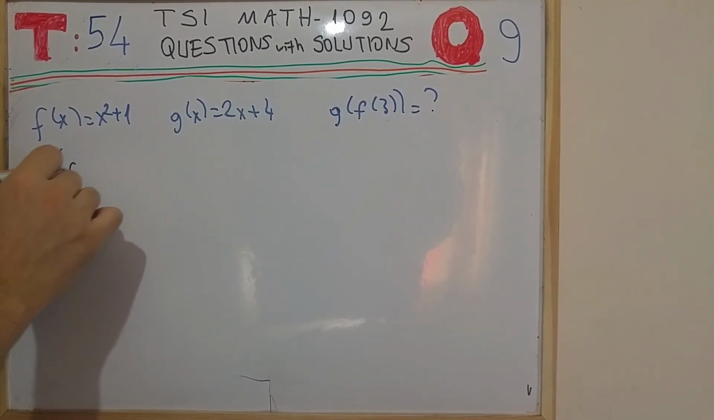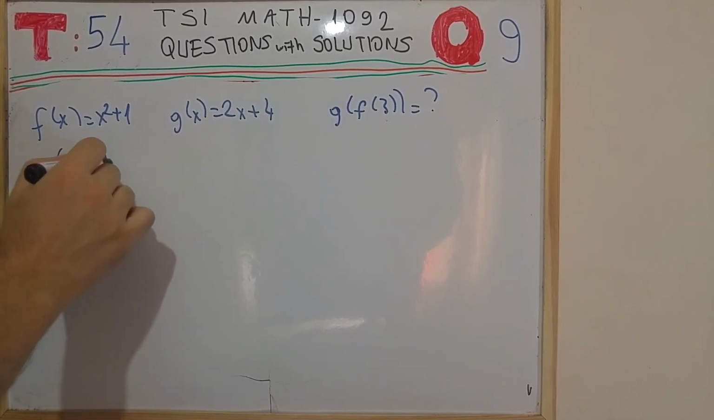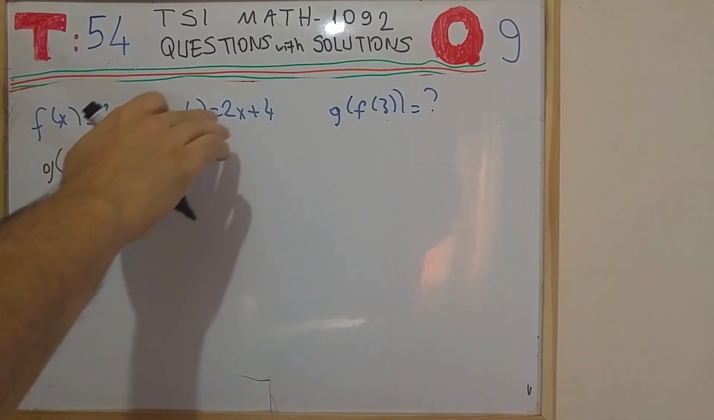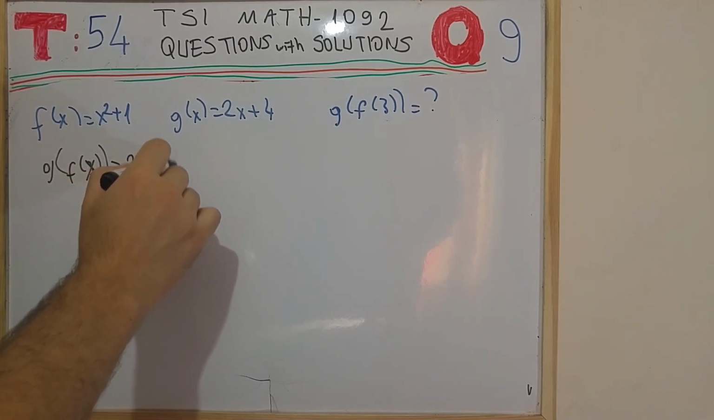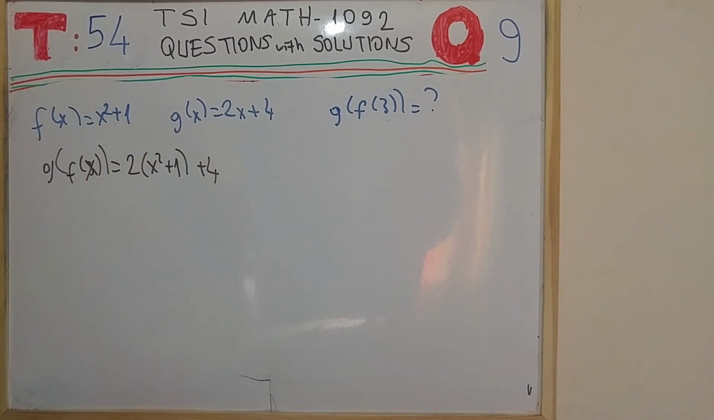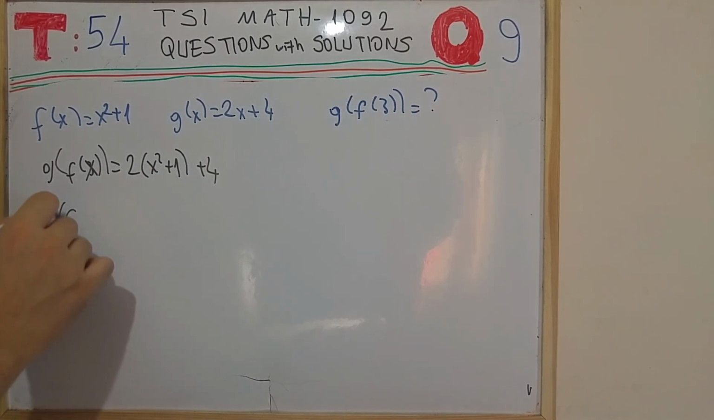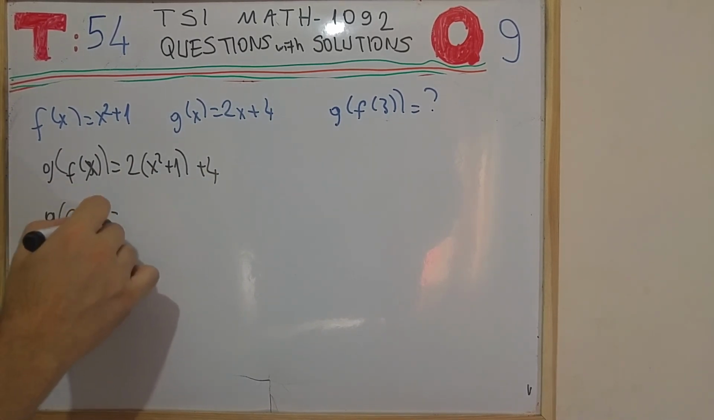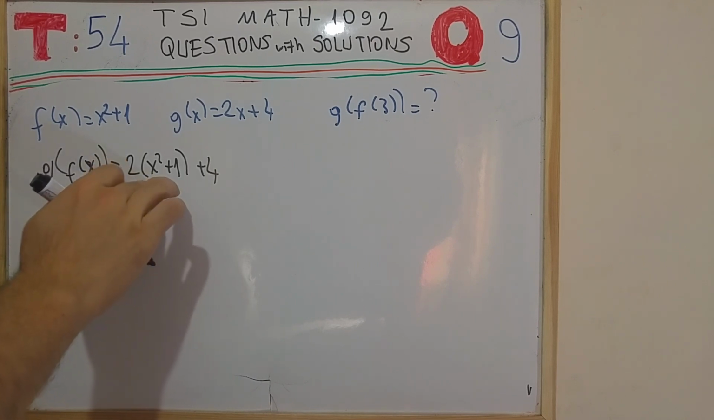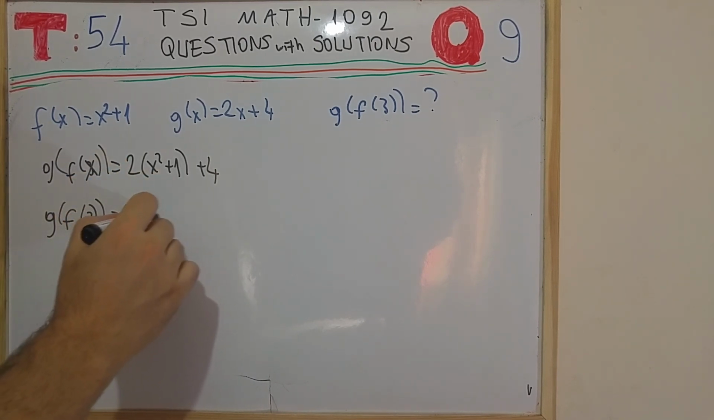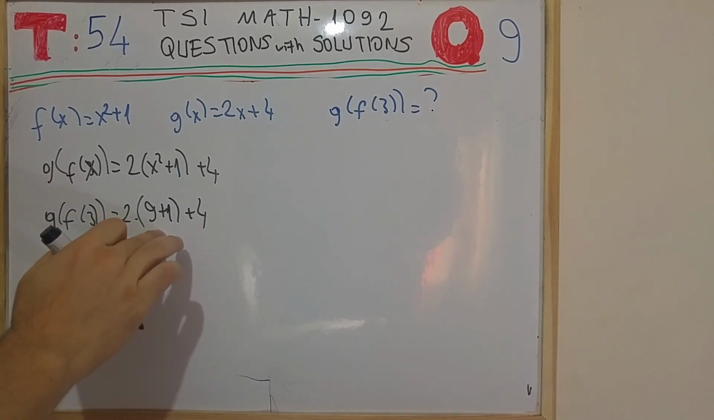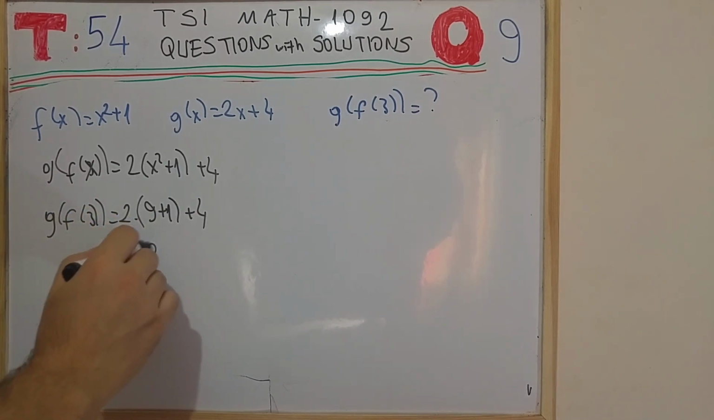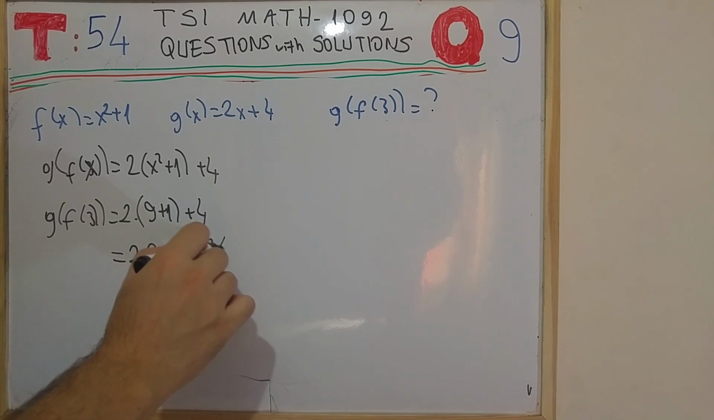g of f of x is equal to, instead of x, I have to write 2 times x squared plus 1 plus 4. So g of f of 3 will be equal to 2 times 3 squared, which is equal to 9, plus 1 plus 4. That is equal to, this is 10, 10 times 2 is 20, plus 4, which gives me 24.